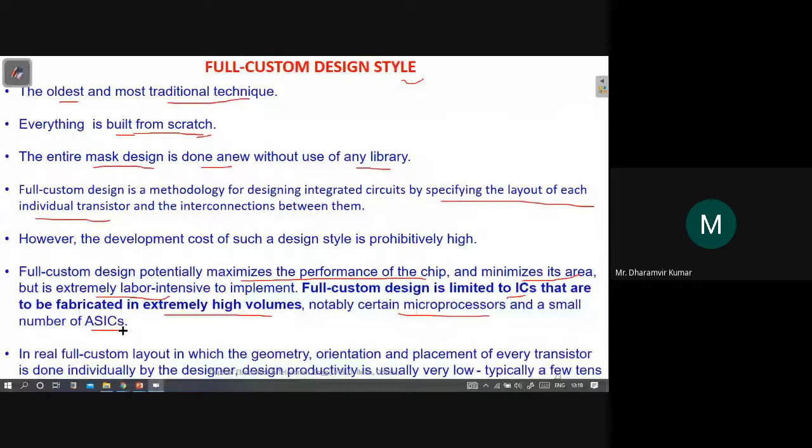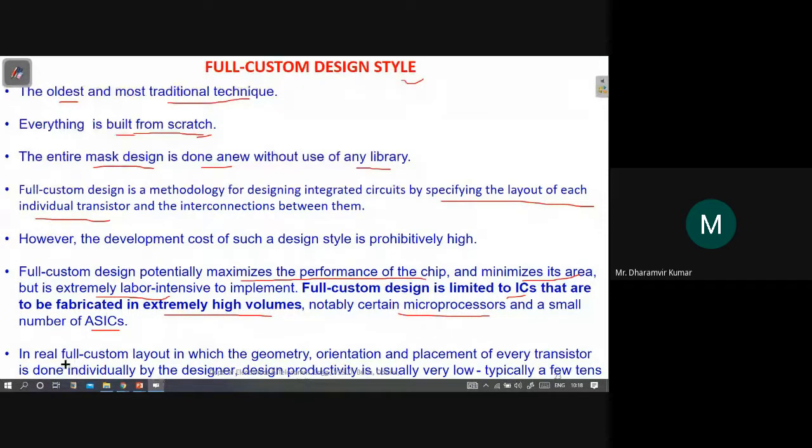This is the technical side, but at the same time this is also a business. There are people working in different companies, so this is also a business. It should give some profit to the organization, to the company at the end. So this approach is basically used for those kinds of ICs which are required to be fabricated in millions and millions of numbers, or even billions.